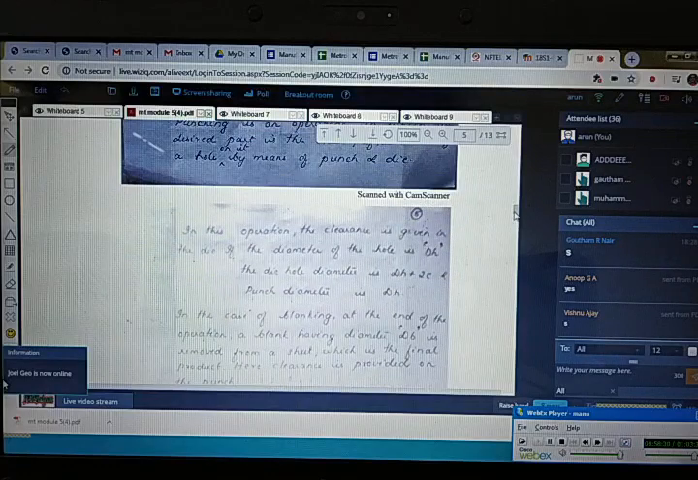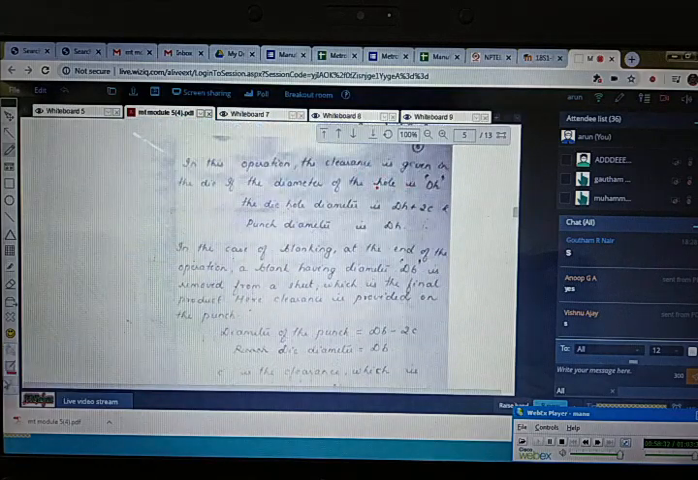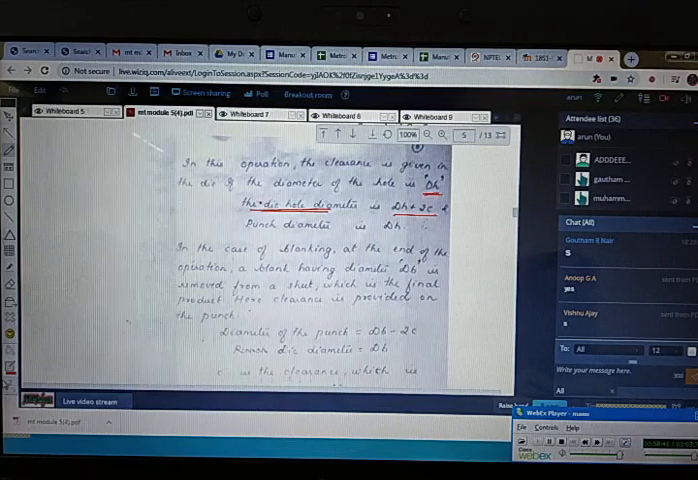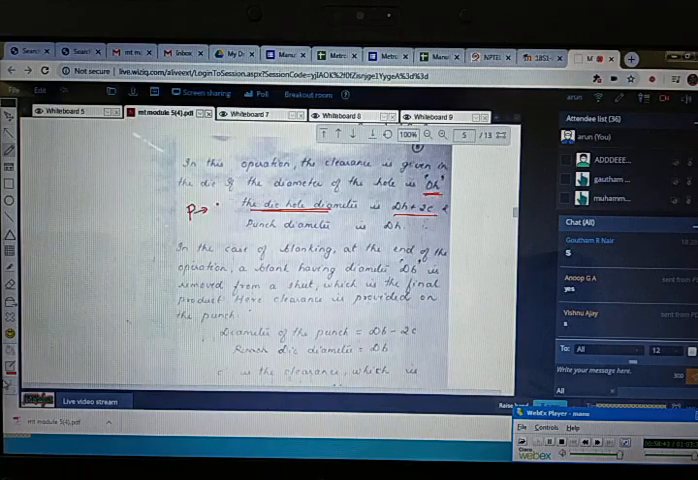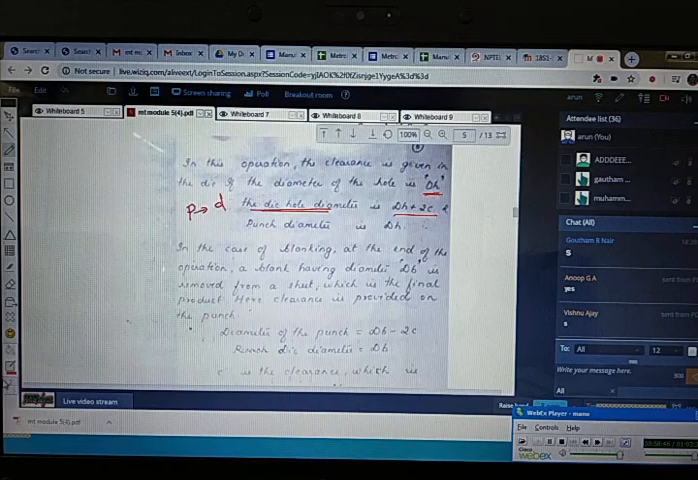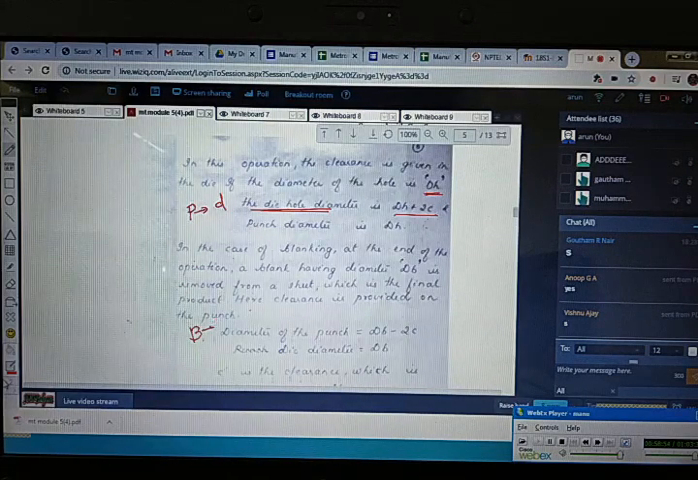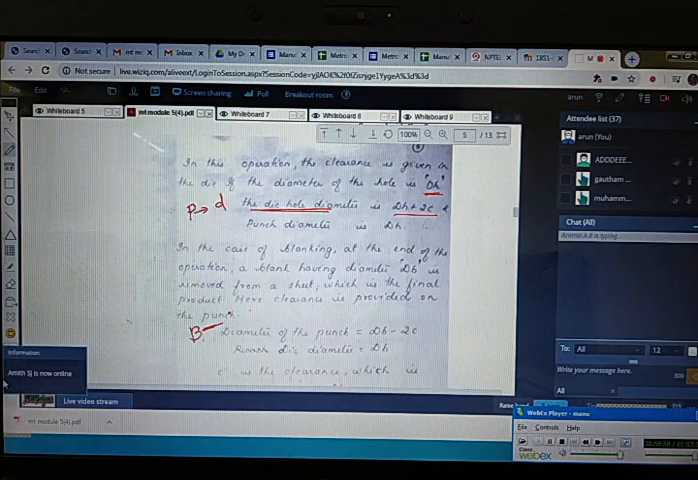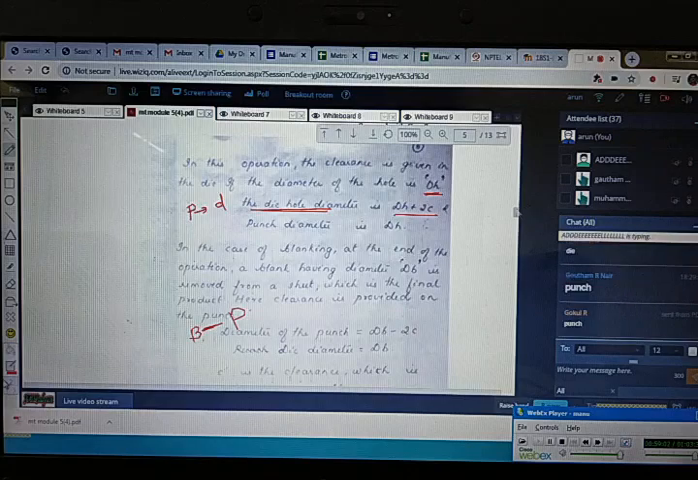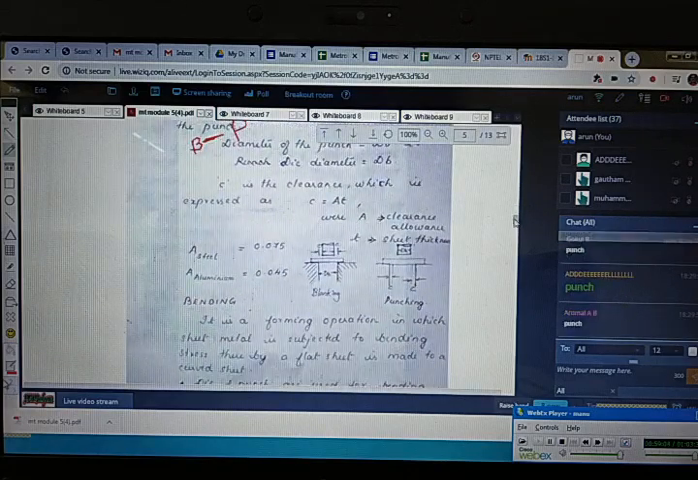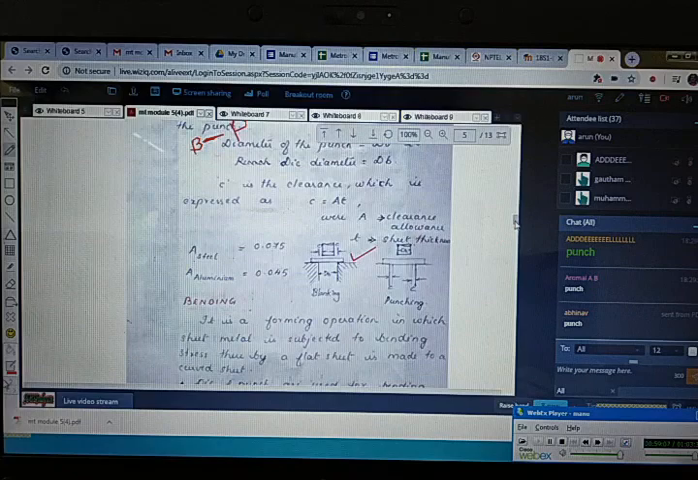Here it shows dh plus 2c, and db minus 2c. Die hole diameter is dh plus 2c. In the case of a punch, in the case of blanking, the clearance is provided for what? Punch, isn't it? BP. Use the code P. BP. Okay. Next is the figure for the blanking and punching, shown here.